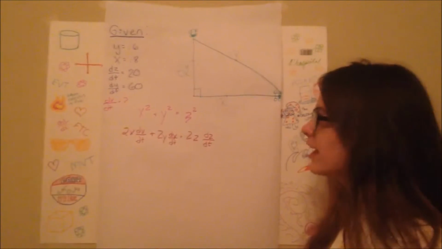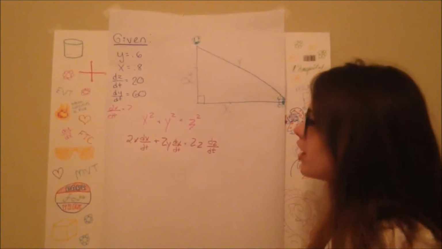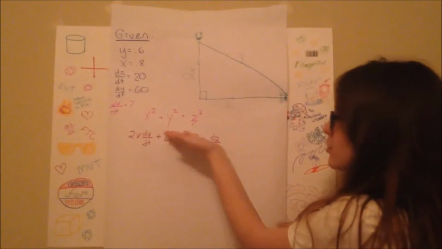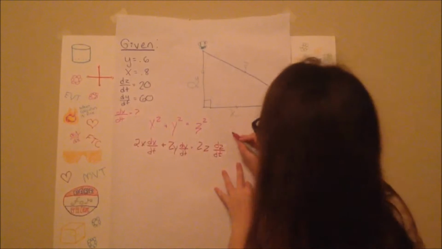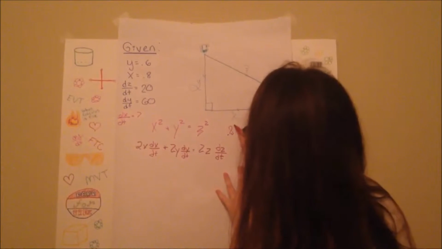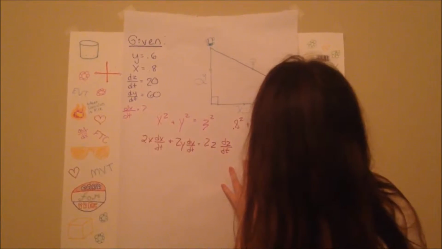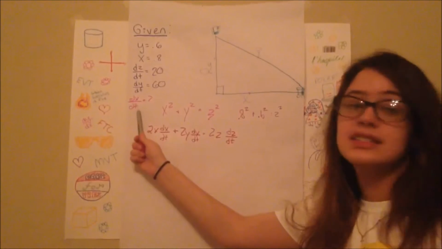Alright, so now that we have our givens, we can think about what equation we need to use to solve this problem. And the most obvious one is the Pythagorean theorem. So what we do is we take this equation, but we know that's not enough. We can solve for z, but that still doesn't give us what we need, which is dx/dt.